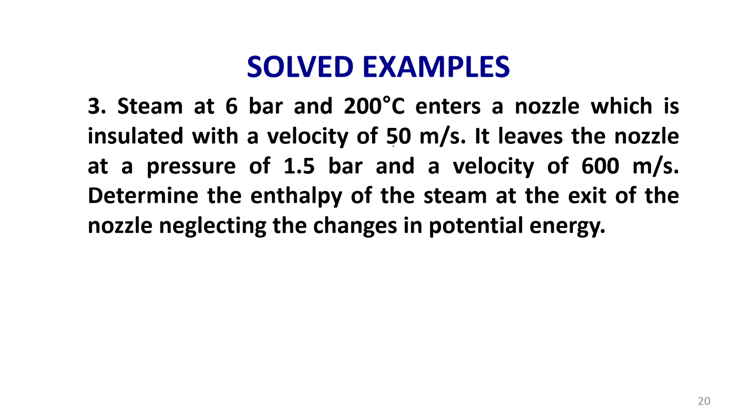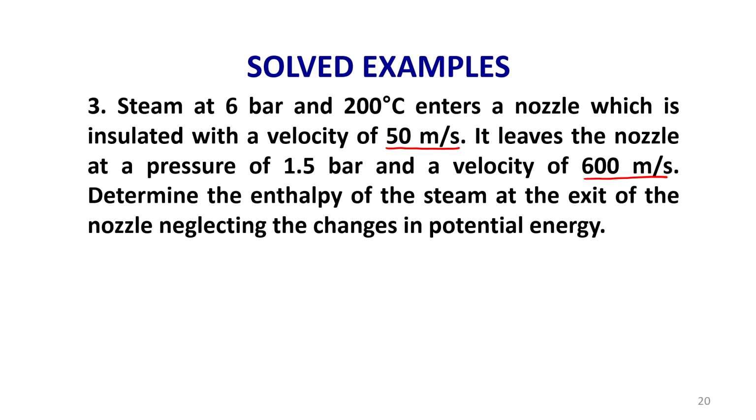See the initial velocity of the steam, it is 50. See the exit velocity, it is 600. As I mentioned before, the function of the nozzle is to enhance the velocity of the working fluid. So, here it is increased by 12 times, from 50 meter per second to 600 meter per second. And of course, there will be a drop in pressure. So, the pressure is reduced from 6 bar to 1.5 bar, reduced to 1/4. Determine the enthalpy of the steam at the exit of the nozzle, neglecting the changes in potential energy.